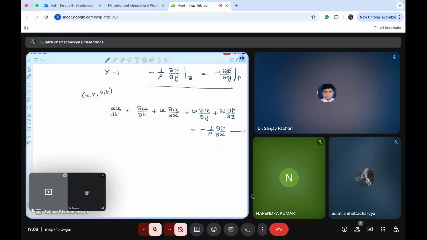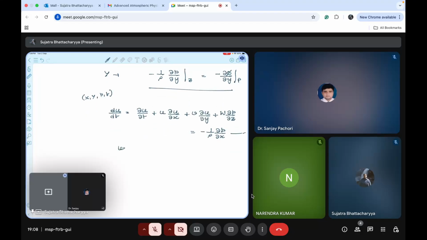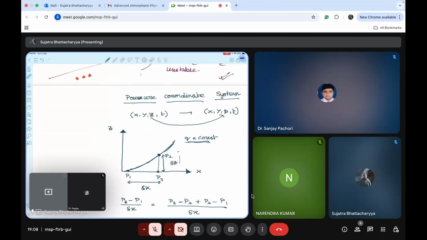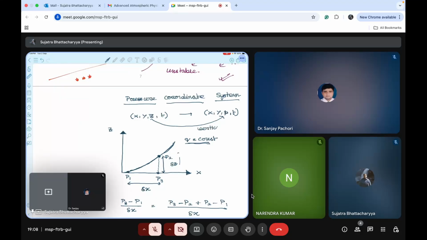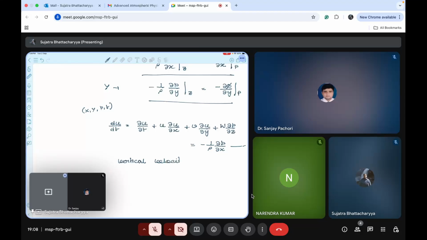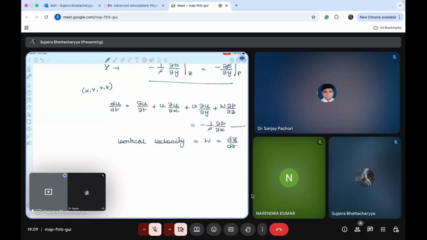Okay, now what we will do is, see, we are changing the vertical coordinate, right? So we will be mostly focusing on the vertical velocity. So what is the vertical velocity? W, which is written as dz dt. But in the pressure coordinate, let the vertical velocity be omega. And how can we write this omega? Simply dp dt. That is how we will be writing omega.